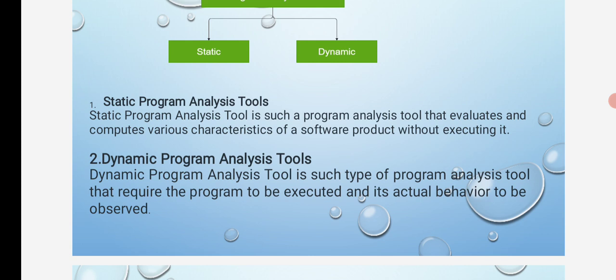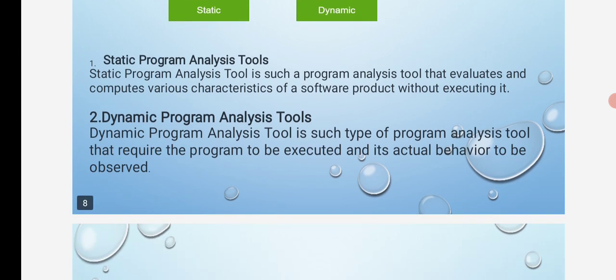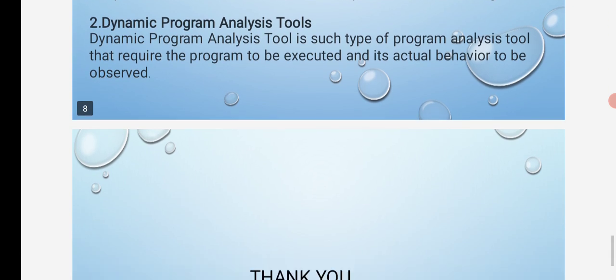A static program analysis tool is such a program analysis tool that evaluates and computes various characteristics of a software product without executing it. The dynamic program analysis tool is such a type of program analysis tool that requires the program to be executed and its actual behavior to be observed.